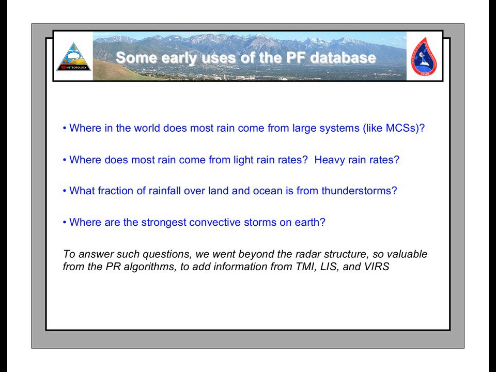We have used this database to ask a lot of interesting questions. For example, one of the things that we are interested in knowing is where in the world does most of the annual rainfall or seasonal rainfall come from large systems like MCSs? Where does most rain come from light rates, from heavy rates? What fraction of the rainfall over land and ocean comes from thunderstorms? I can answer that, and it may surprise you a little bit. And where are the strongest convective storms on Earth?